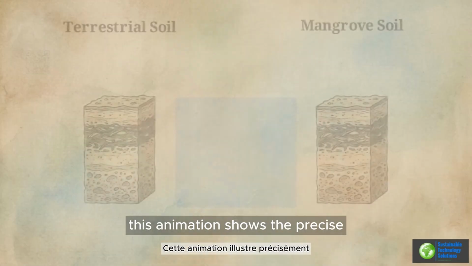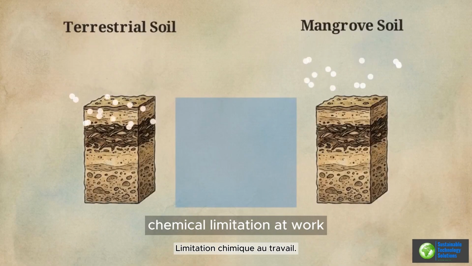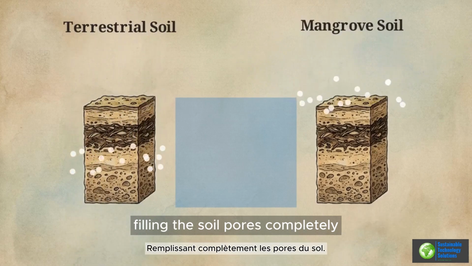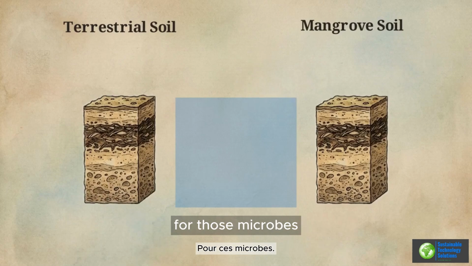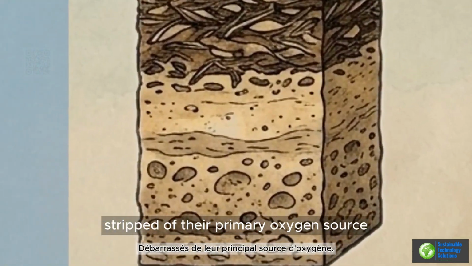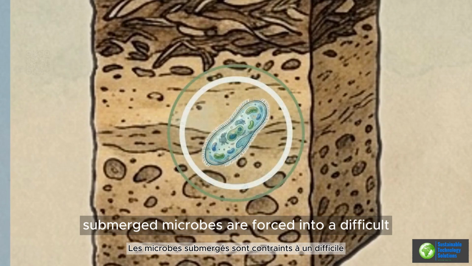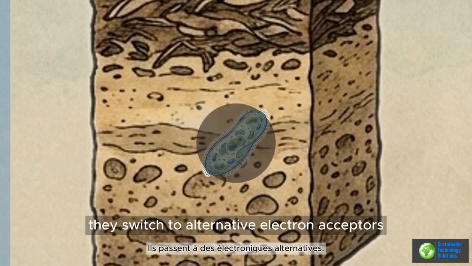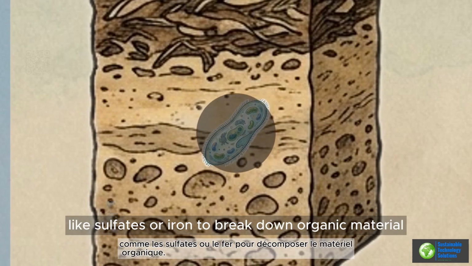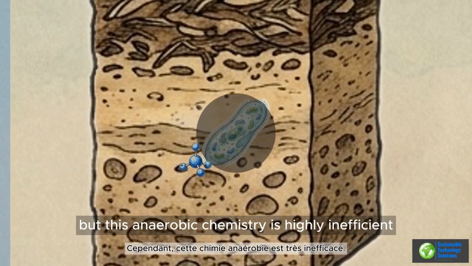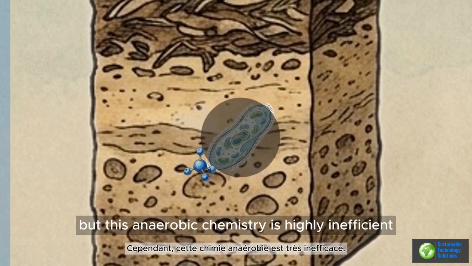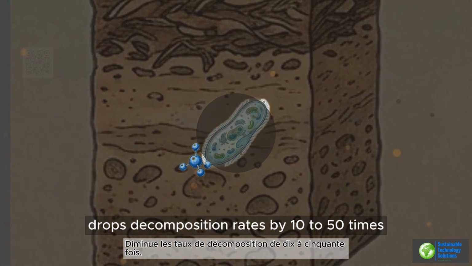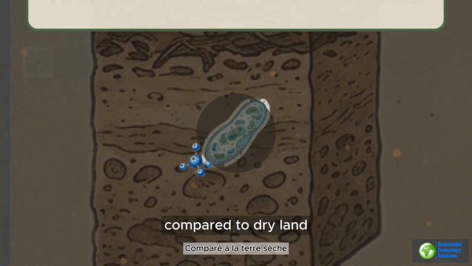This animation shows the precise chemical limitation at work. Oxygen diffusion is physically blocked by the water filling the soil pores, completely cutting off the standard fuel supply for those microbes. Stripped of their primary oxygen source, submerged microbes are forced into a difficult biochemical workaround. To survive, they switch to alternative electron acceptors like sulfates or iron to break down organic material. But this anaerobic chemistry is highly inefficient. That metabolic shift drops decomposition rates by 10 to 50 times compared to dry land.